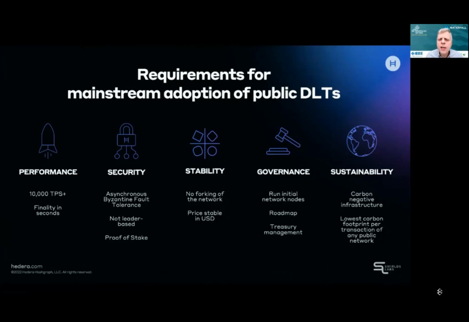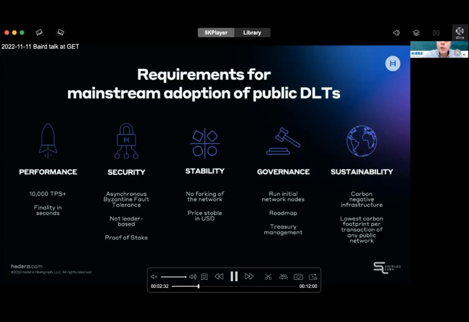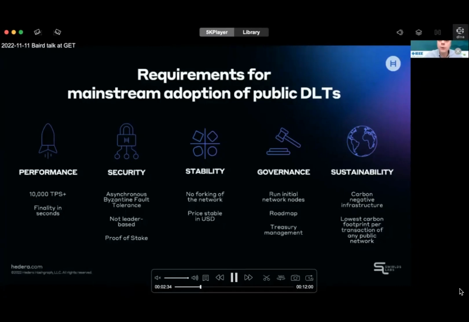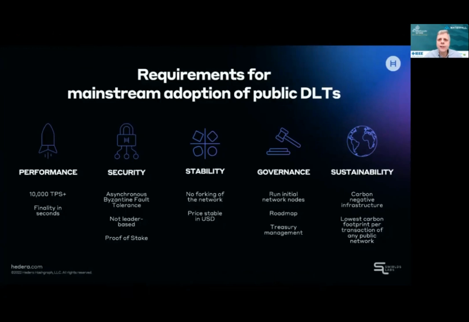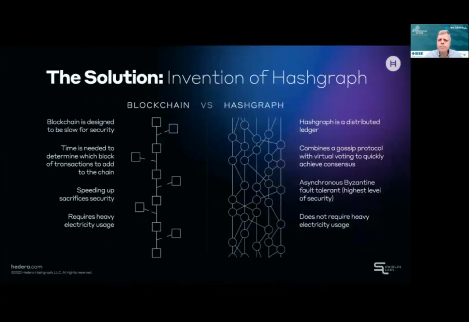You need good governance, not just a few shadowy figures that are maybe the top developers in back rooms deciding what's going to happen, but you actually have transparency where you can see the debates and see what the decisions are on what's going to happen with the network. And you need sustainability. Many people are concerned about the carbon footprint of some of these proof of work networks that just use more electricity than an entire country. You need something extremely efficient and green.